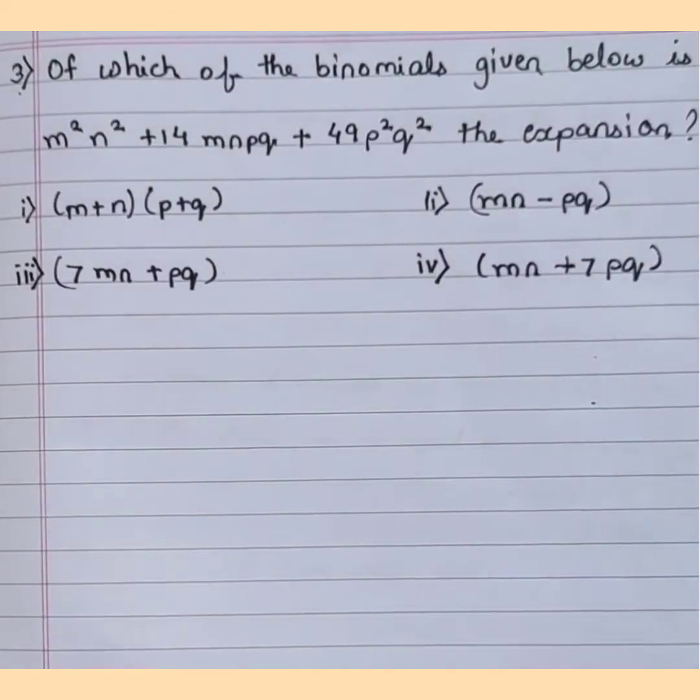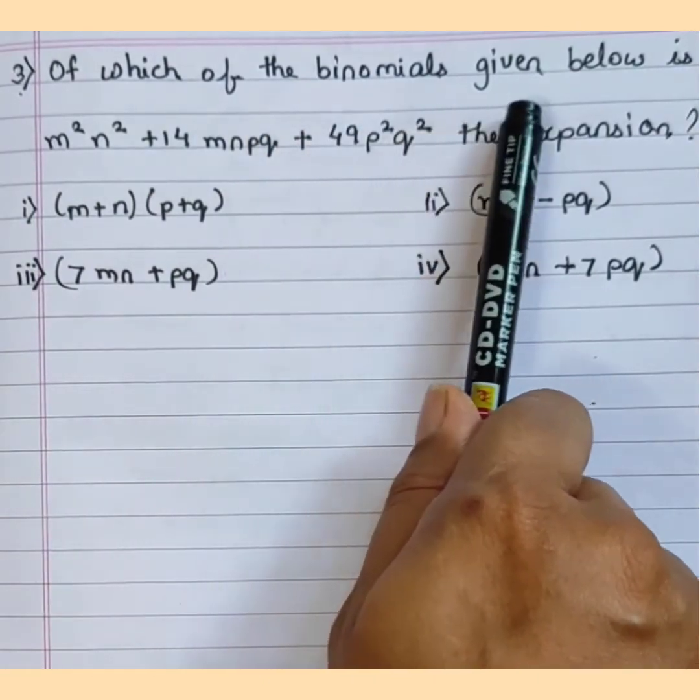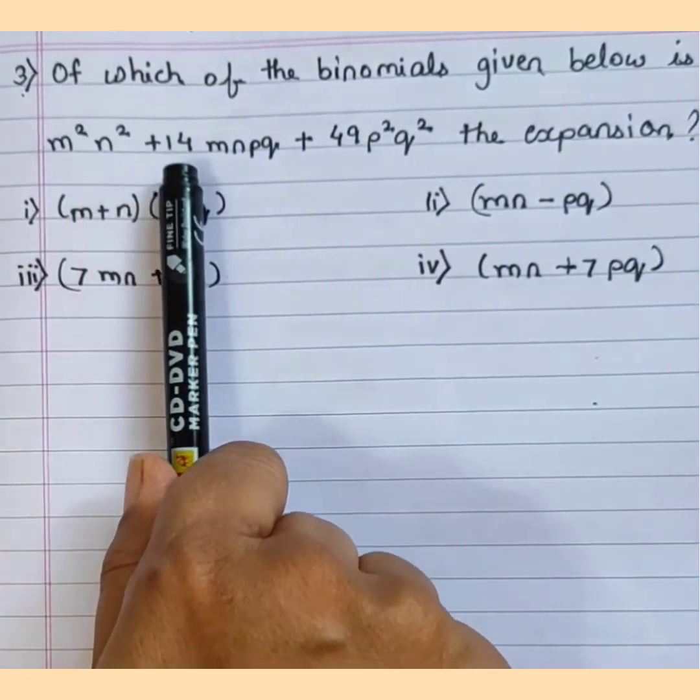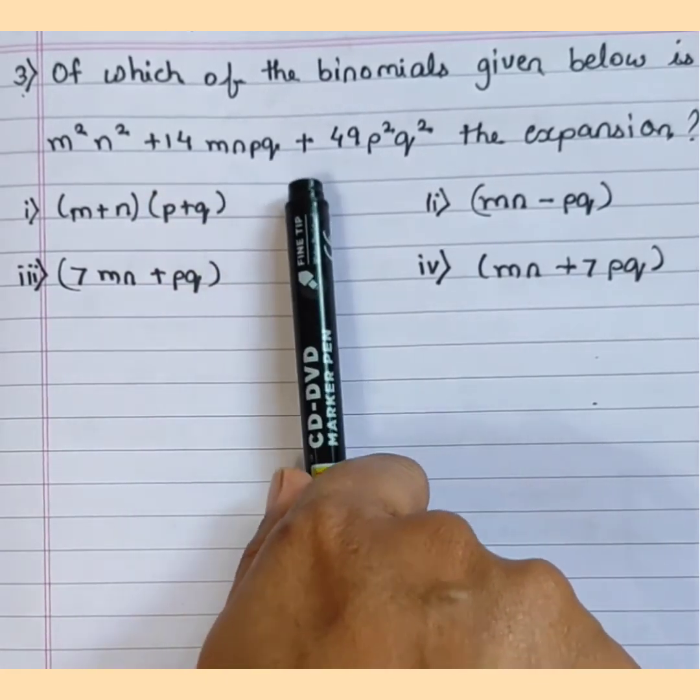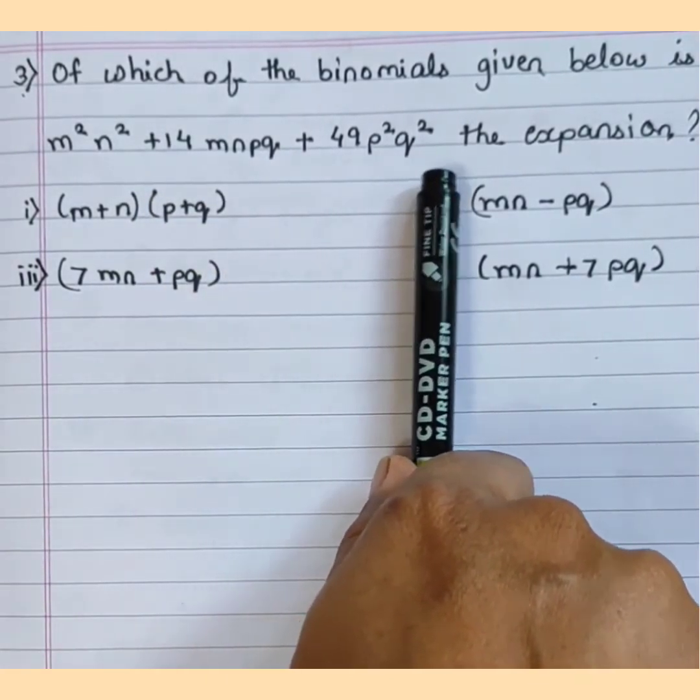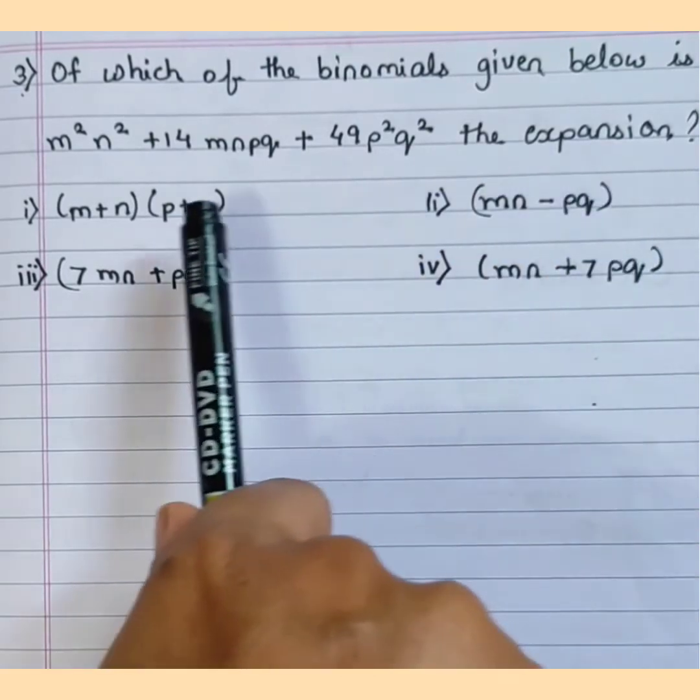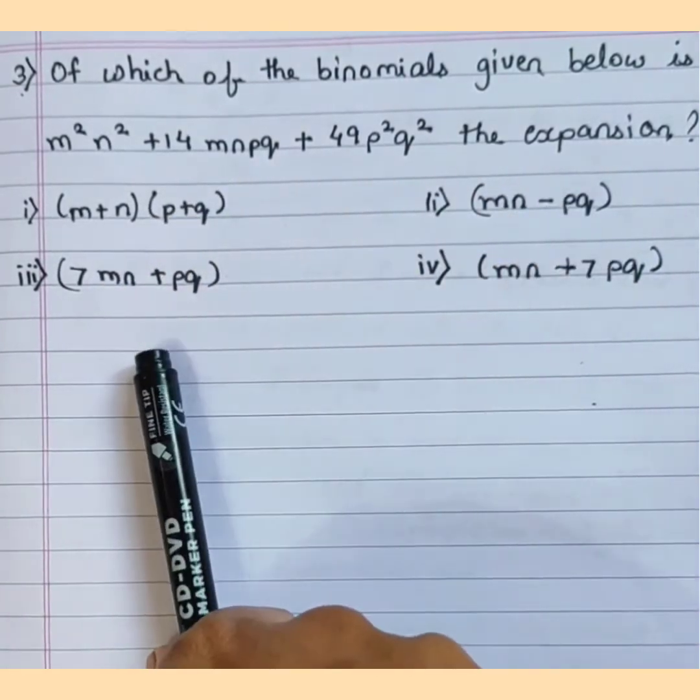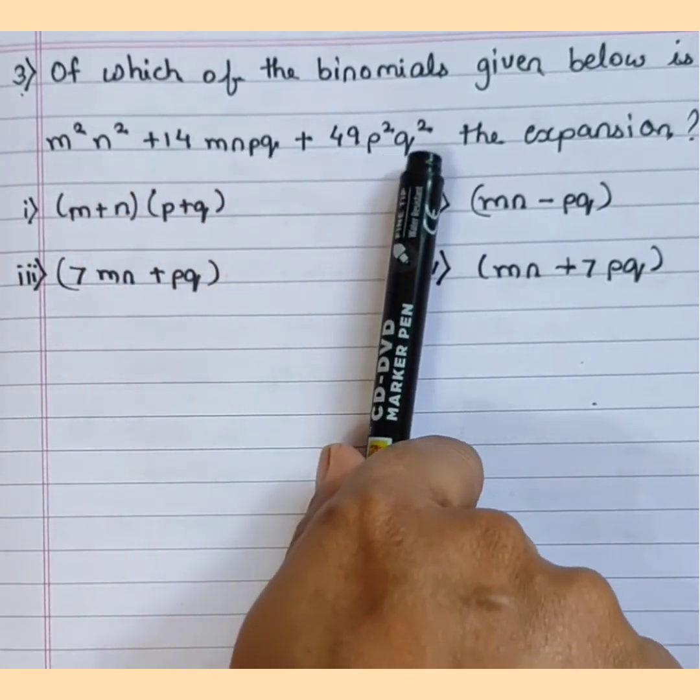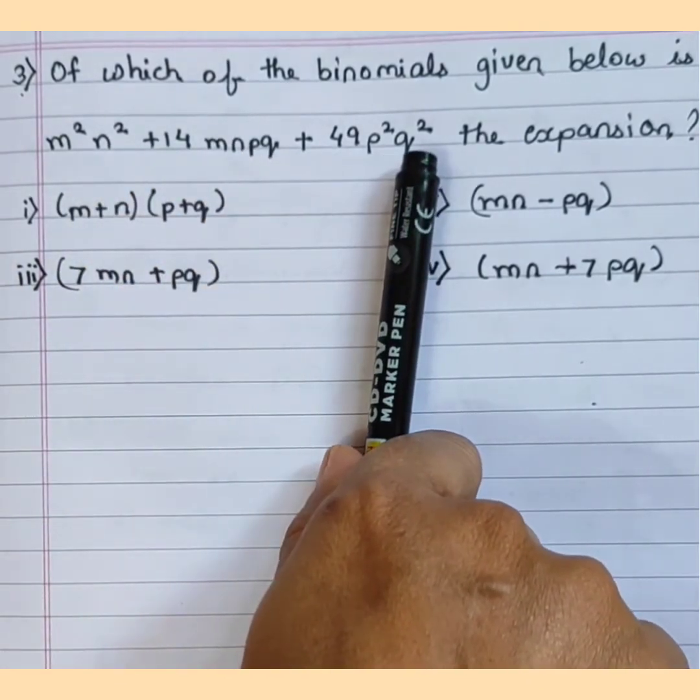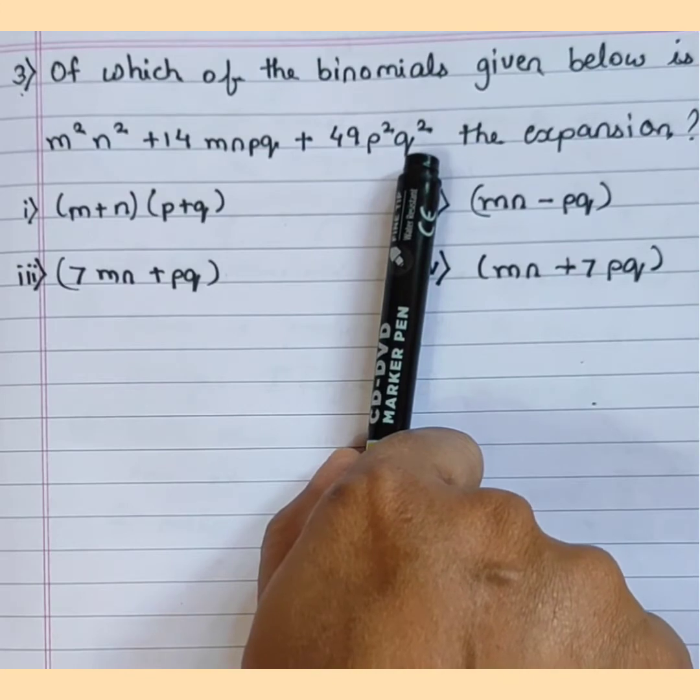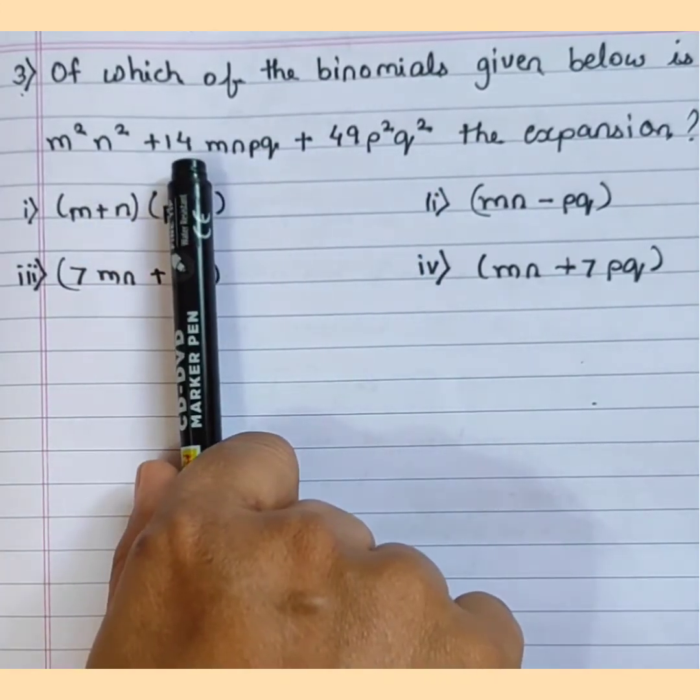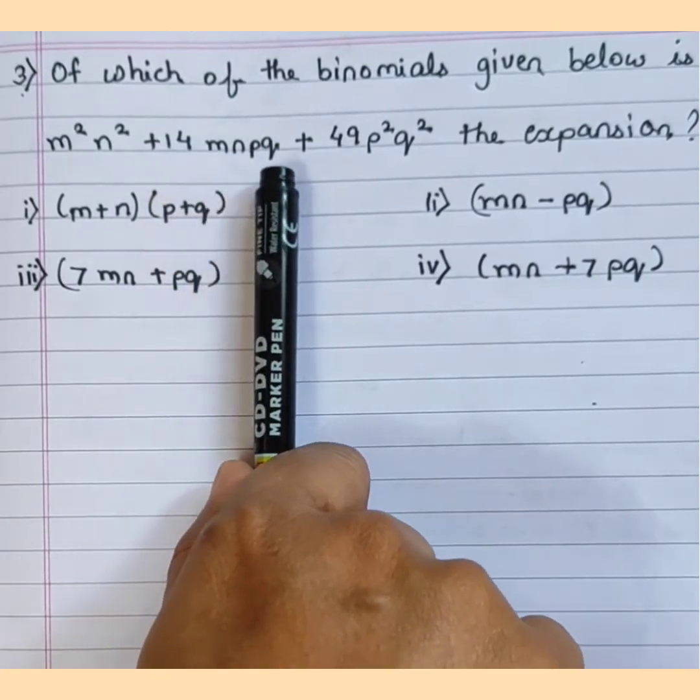Question number 3. Of which of the binomials given below is m square n square plus 14mn pq plus 49p square q square the expansion? Now there are 4 options given to you. Those are the binomials and this is the expansion we have to find for those binomials. Now if you look in the expansion, there is a coefficient and there are variables.